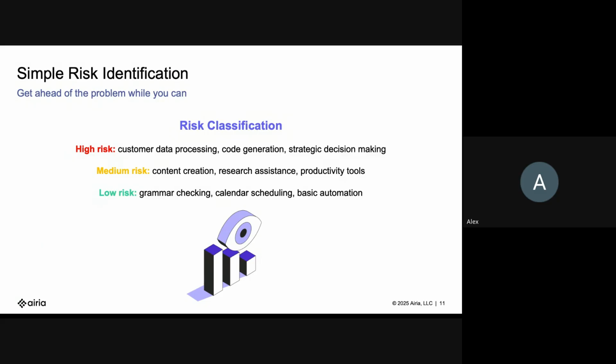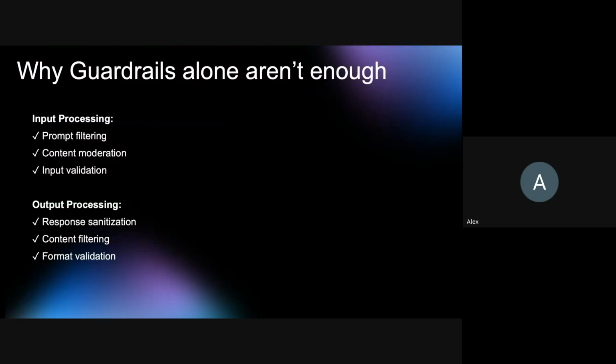Medium risk, content creation, some research, depending on what it is. Low risk, check my grammar. Does this look okay? This is a very, very high level and kind of basic taxonomy that I would encourage everybody to think about in terms of, what potential risk could be presented here.